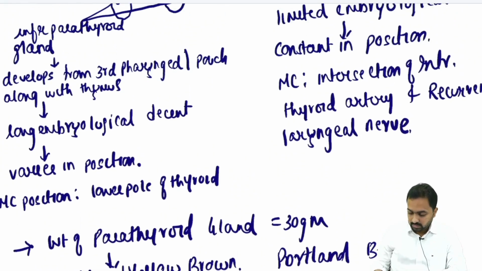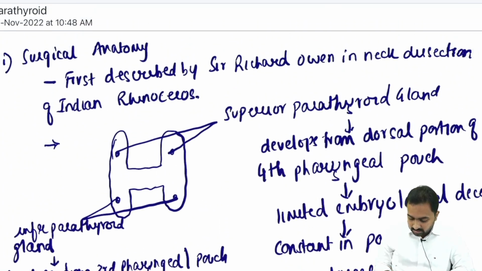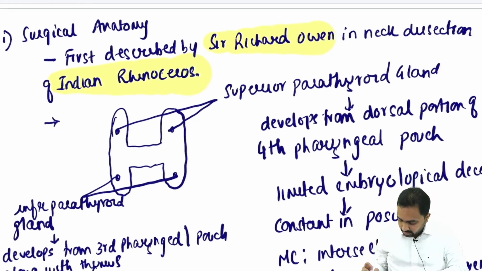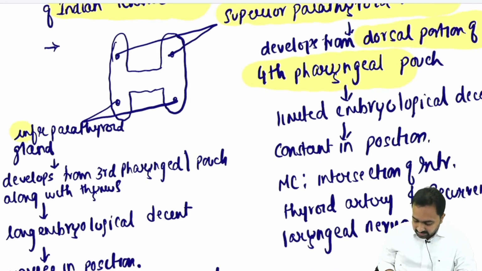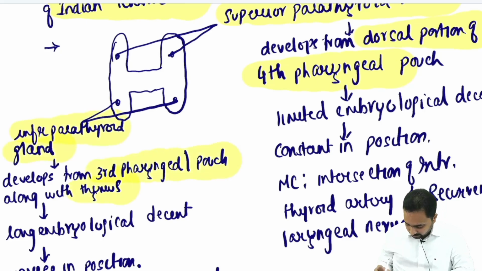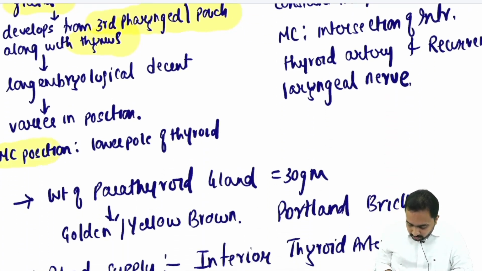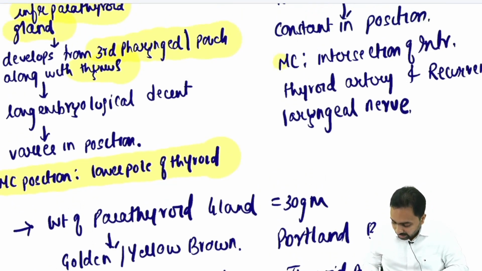So, to summarize the surgical anatomy, first described by Richard Owen in the Indian rhinoceros: the superior parathyroid gland develops from the dorsal portion of the fourth pharyngeal pouch, whereas the inferior parathyroid gland develops from the third pharyngeal pouch along with the thymus. The most common position in the case of the inferior parathyroid is the lower pole of the thyroid, and in the case of the superior it is the intersection of the inferior thyroid artery and the recurrent laryngeal nerve.